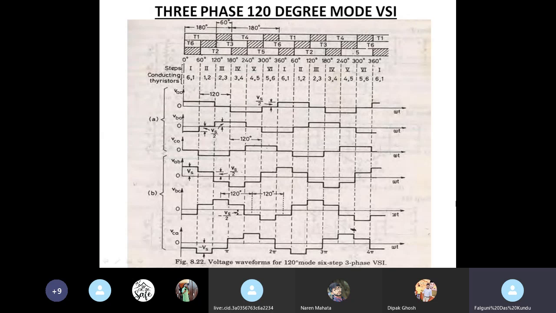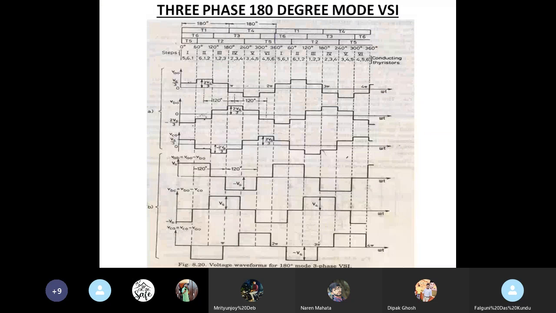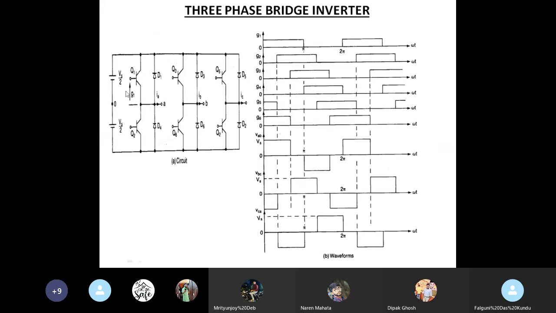That means the thyristor pair in each arm, that is T1 or Q1, Q4. Okay.